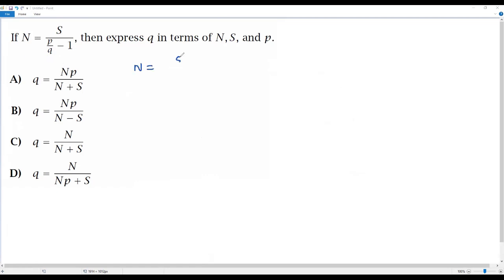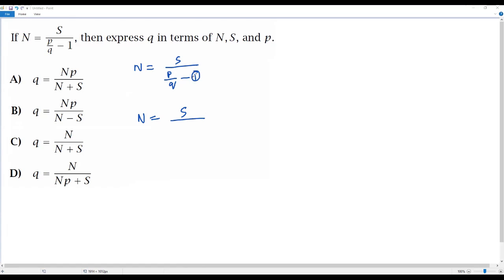That is n equals s over (p over q minus 1). Let's simplify the expression we have over here. Here we have subtraction between a fraction and an integer. Whenever I do subtraction or addition between a fraction and an integer, the integer has to be multiplied by the denominator of the fraction. Once I'm done with this multiplication, I can take this q as a common denominator.